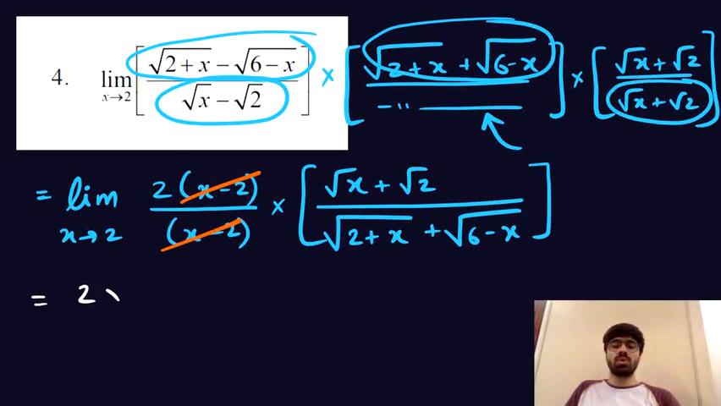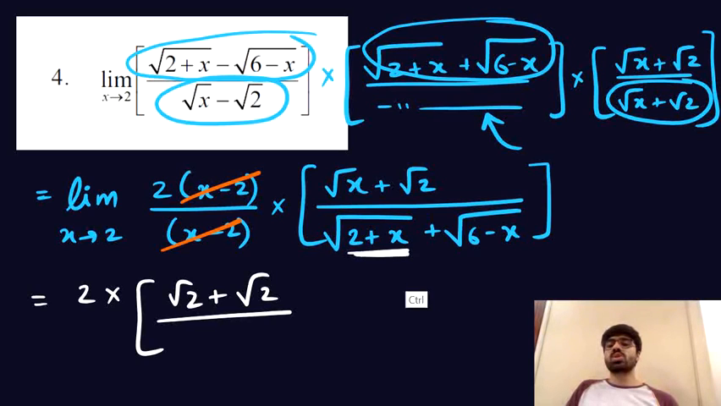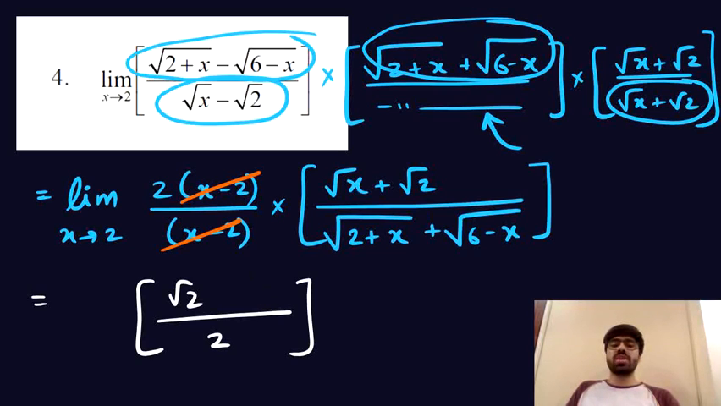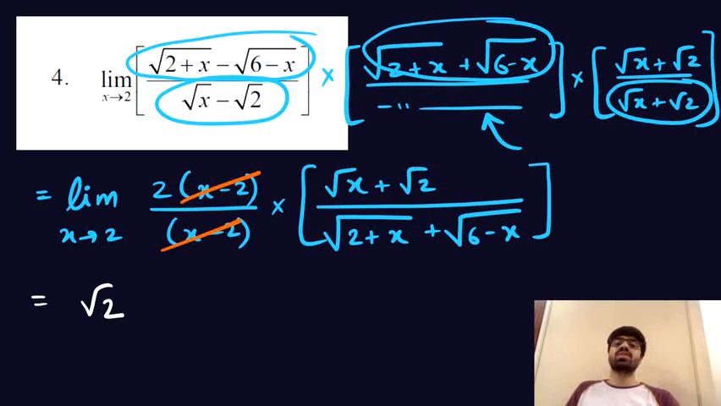So that will give you 2 into, if you put x as 2, this becomes root 2 plus root 2 in the numerator, divided by 2 plus 2 will be 4 and root over 4 will be 2. So this is 2. 6 minus 2 will be 4 and root over 4 will be 2. So in the denominator we have 2 plus 2, which is equal to 4. Okay, 2 gets cancelled with the 4 here. So you have a 2 in the denominator. Root 2 plus root 2 will be equal to 2 root 2. 2 gets cancelled in the numerator and denominator, and the final value for this expression will be equal to root 2. That is how we are solving the fourth question.